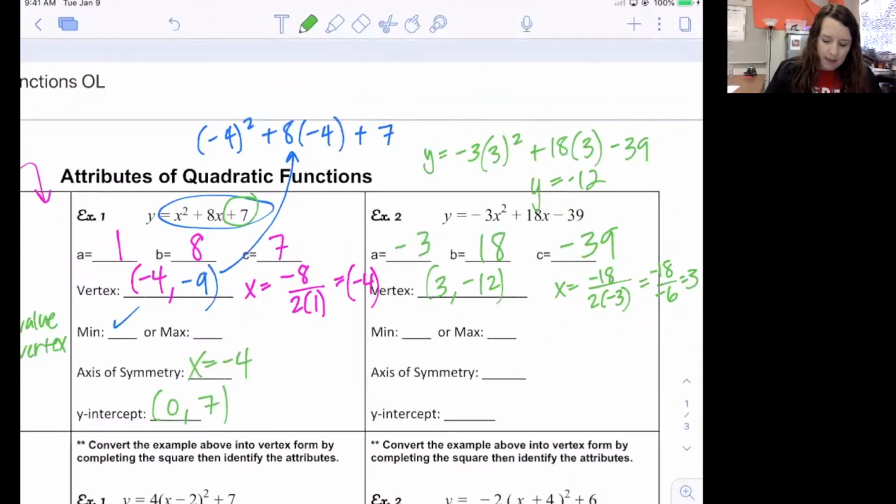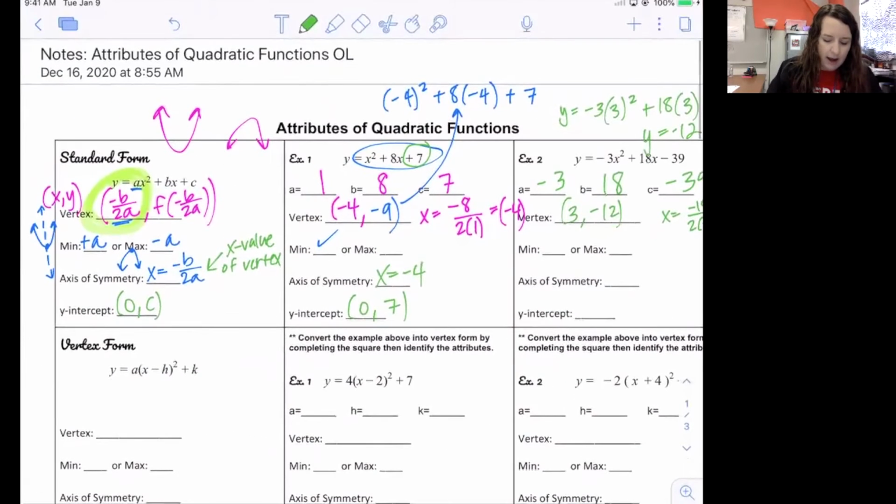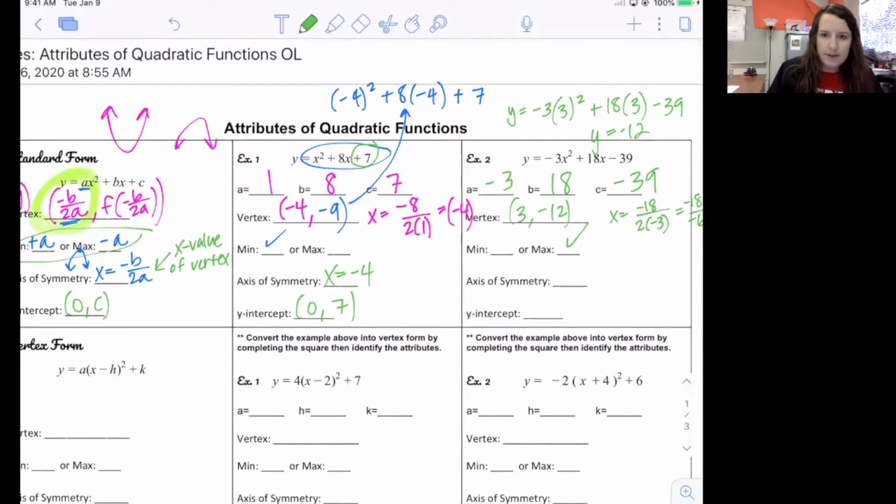For our minimum and maximum, we're looking at our a value. For this parabola, I have a negative a value, so we're going to have a maximum. That a value, when it's negative, just like absolute value, is going to reflect it vertically. So we have a parabola that's facing up, the a value becomes negative, and it's now facing downward with a maximum.